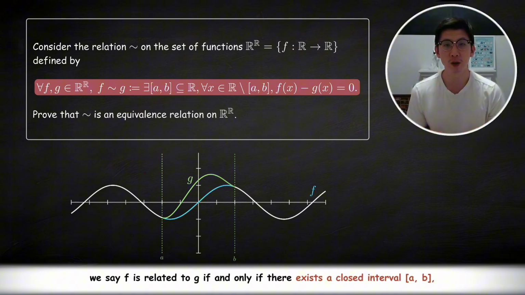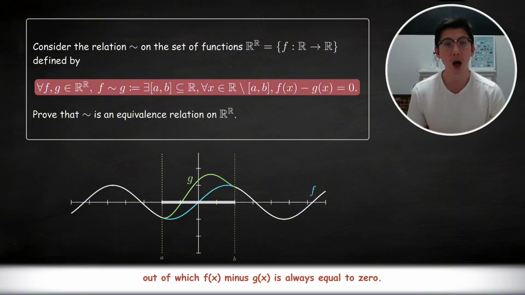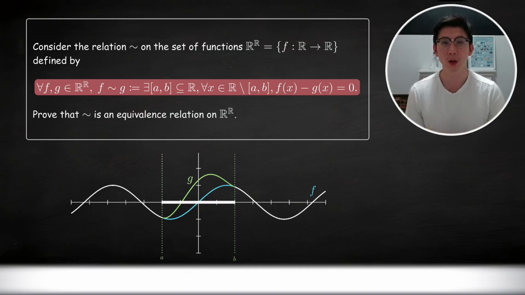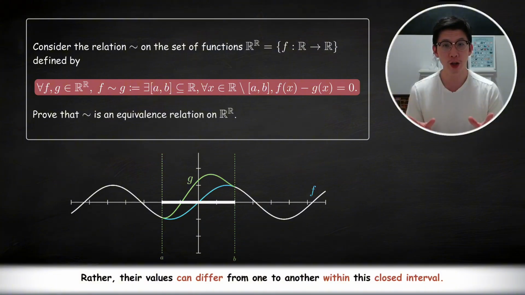We say f is related to g if and only if there exists a closed interval [a, b], out of which f(x) minus g(x) is always equal to 0. As you can see, for f to be related to g, they don't need to be the same function. Rather, their values can differ from one to another within this closed interval.